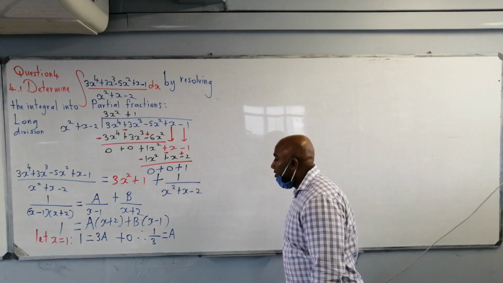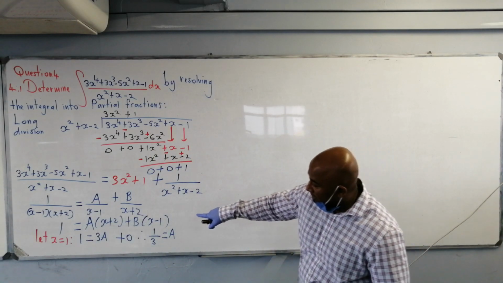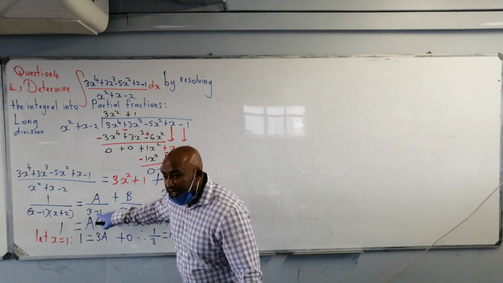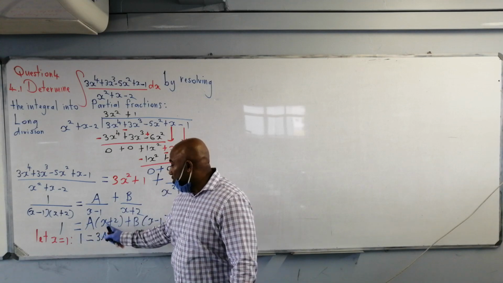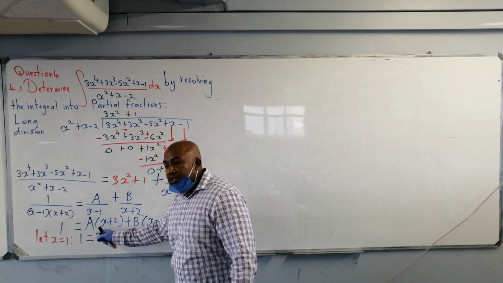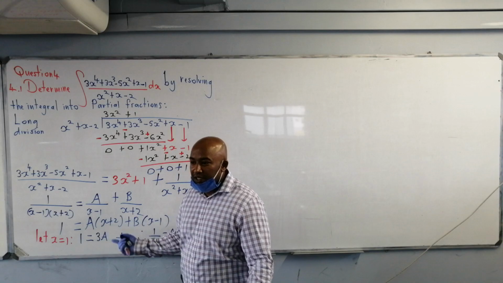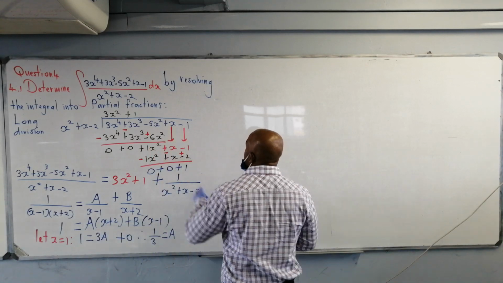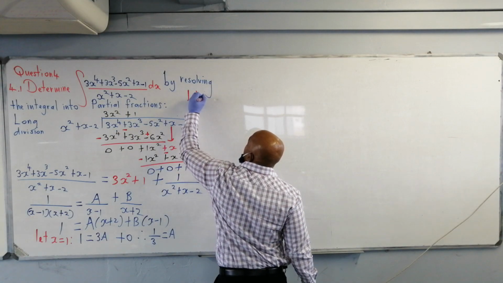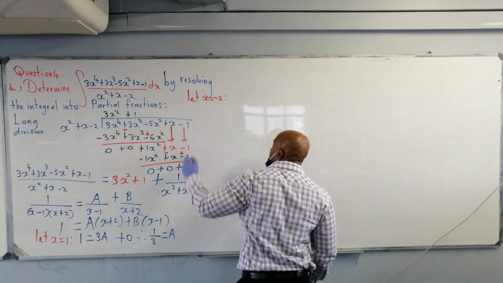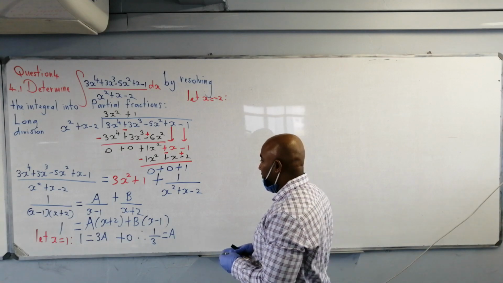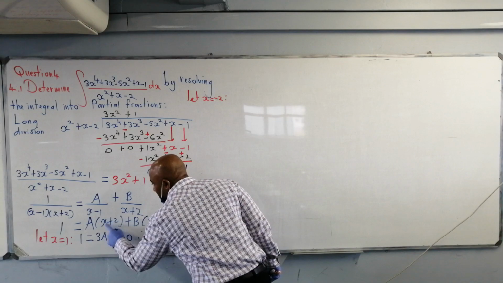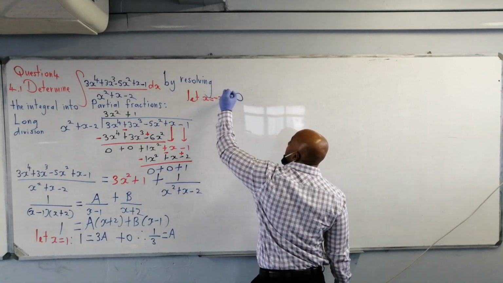Now, I want to go and work out the value of B. So I will eliminate A. If I want to eliminate A, I need 0 to be multiplied by A. So what value of x can I substitute that will result in x plus 2 becoming 0? Simple, minus 2. So let x equal minus 2. So therefore, I have minus 2 plus 2, which is 0 times A, which is 0.